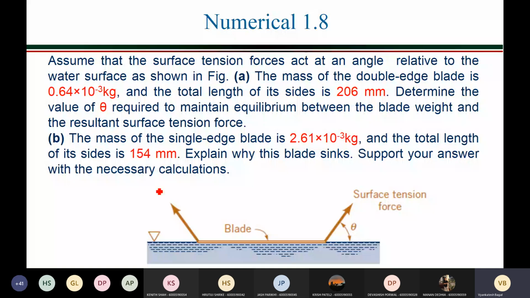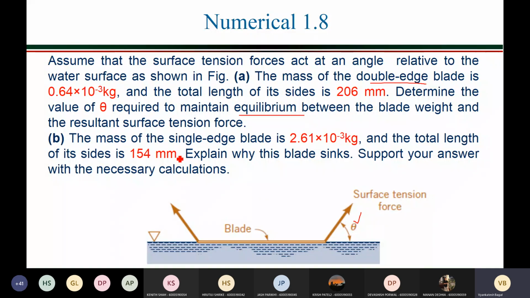So the problem is we have a blade. In the first part, we have a double-edged blade. So there is an edge on both sides of this blade, whose weight is given, and the total length which is in contact is also given, 206 mm, right? And what is asked is to find out this angle theta made by the surface tension force in such a way that equilibrium is attained. So to maintain equilibrium, what should be the value of theta? This is what they have asked.